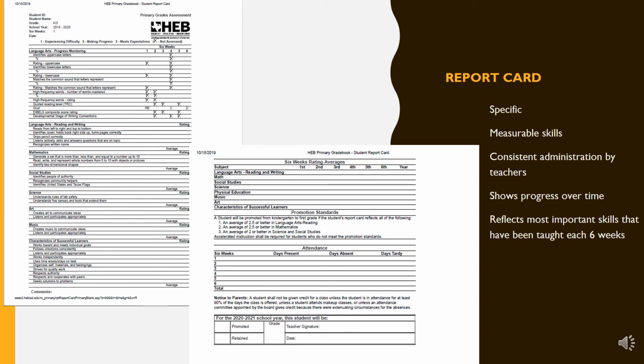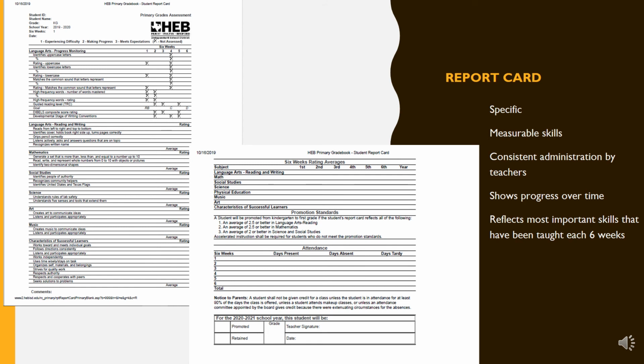Some skills, like we mentioned before, are called progress monitoring skills. That means that they are studied and assessed all year long. We can't wait until the end of the school year to find out that a child cannot read. So we monitor their progress from the beginning to the end.